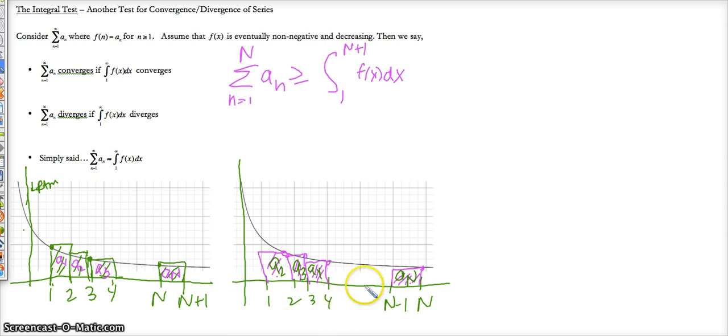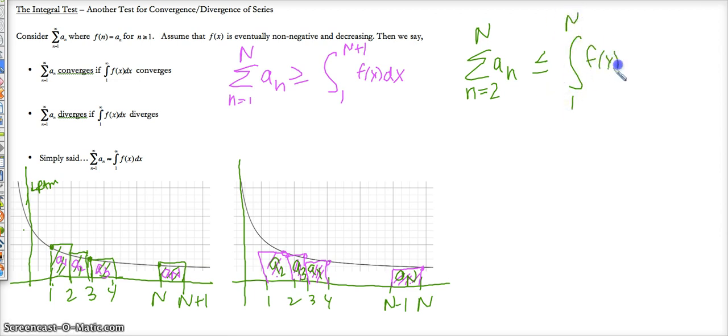So we're going to say that this sum of a sub n, n equals 2, exactly, because we're starting at 2 here because the height was contingent upon the second term, to N, is going to be less than or equal to the integral from 1 to N of f of x dx. Because again, we're estimating, so this starts at 1 and goes over to N for the integral.